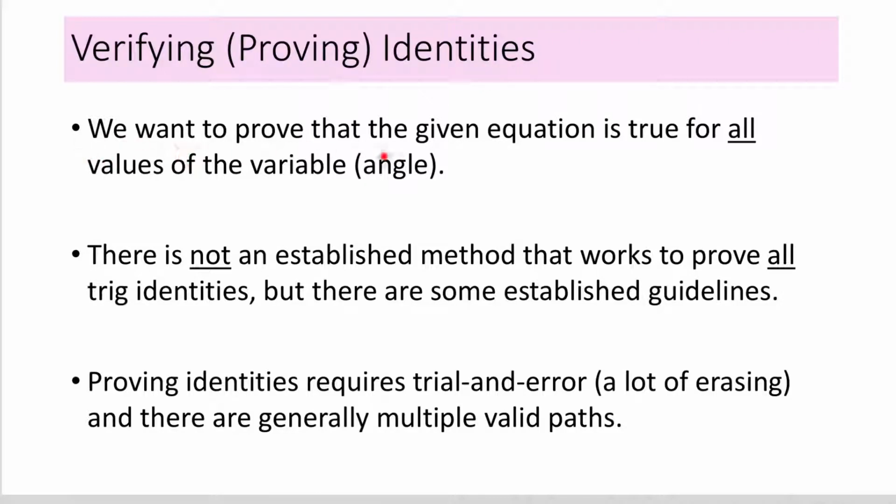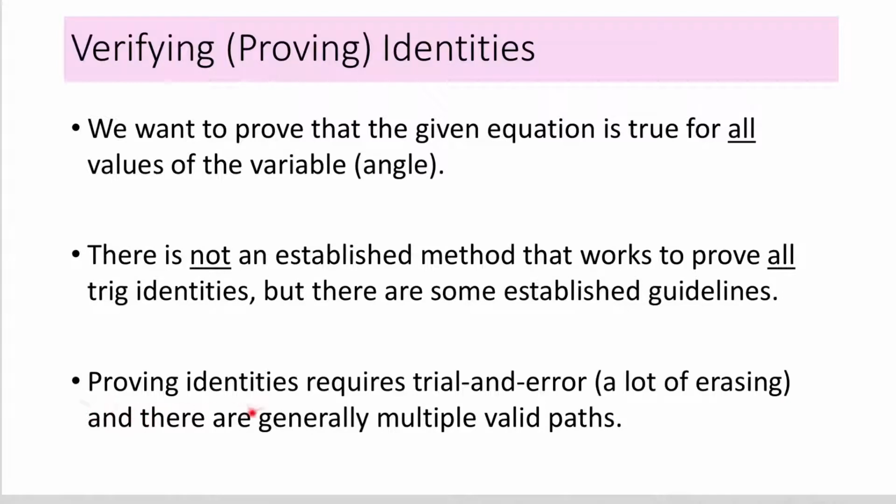So we want to prove that the given equation is true for all values of the variable, where our variable is your angle. The thing that makes this a little bit foreign at first is that there's not an established method that works to prove all trig identities. But there are some established guidelines. So proving identities requires a trial and error approach, and sometimes a lot of erasing.